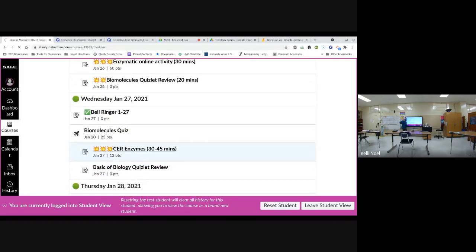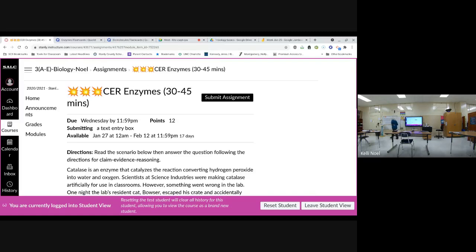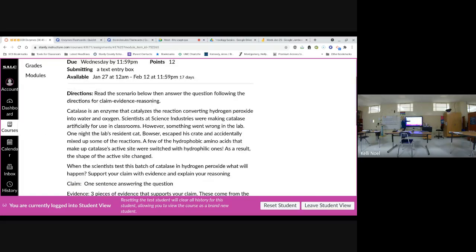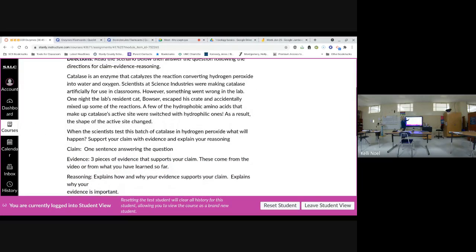All right, when we first started the remote weeks, we had a CER. CER is Claim Evidence Reasoning, and it was on spontaneous generation using the scientific method. So now we're going to look at one on enzymes.